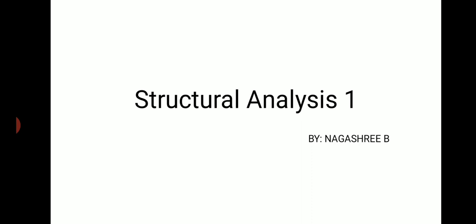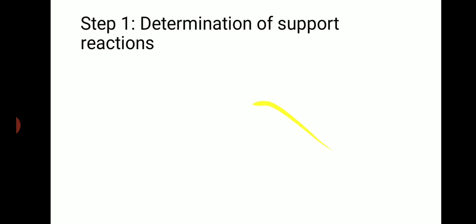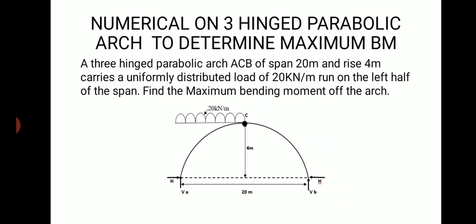Today I am going to discuss a numerical on a three-hinged parabolic arch in order to determine the maximum bending moment. So I have just considered a figure here. It is a three-hinged parabolic arch. Two supports are A and B. C is the crown, and the total span here is 20 meters and the rise is 4 meters.